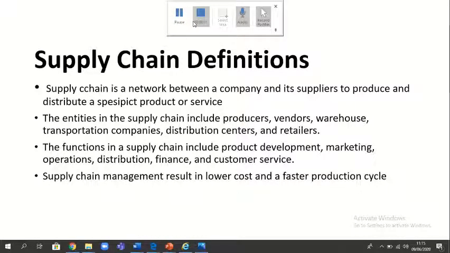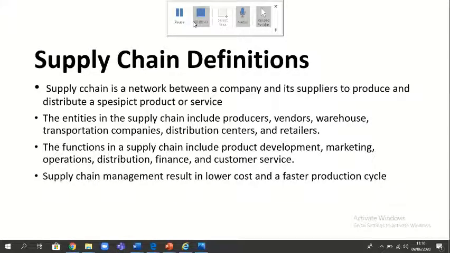Next is supply chains definition. A supply chain is a network between a company and its suppliers to produce and distribute a specific product to the final buyer. A supply chain includes different activities, people, entities, information, and resources. Supply chain also represents the steps to take to get the product or service from the original one to the customer.